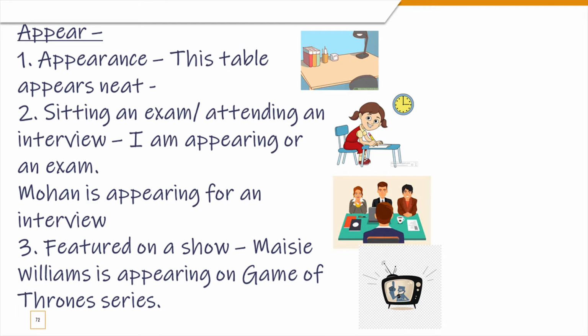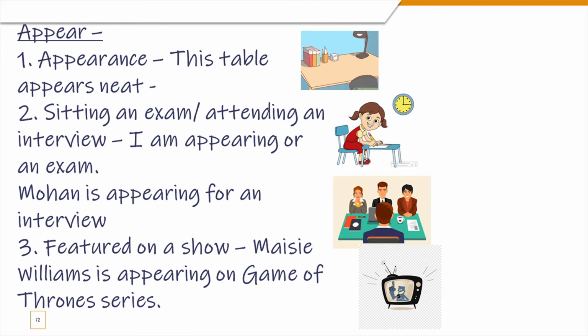Here, this is about appear. We had this word in the previous videos as well. Okay, so appear actually has three different meanings. Appearance is the first one, okay, which is your stative meaning, where you are talking about the appearance of something. Okay, so this table appears neat. So that is the literal meaning, how it appears to your eyes.